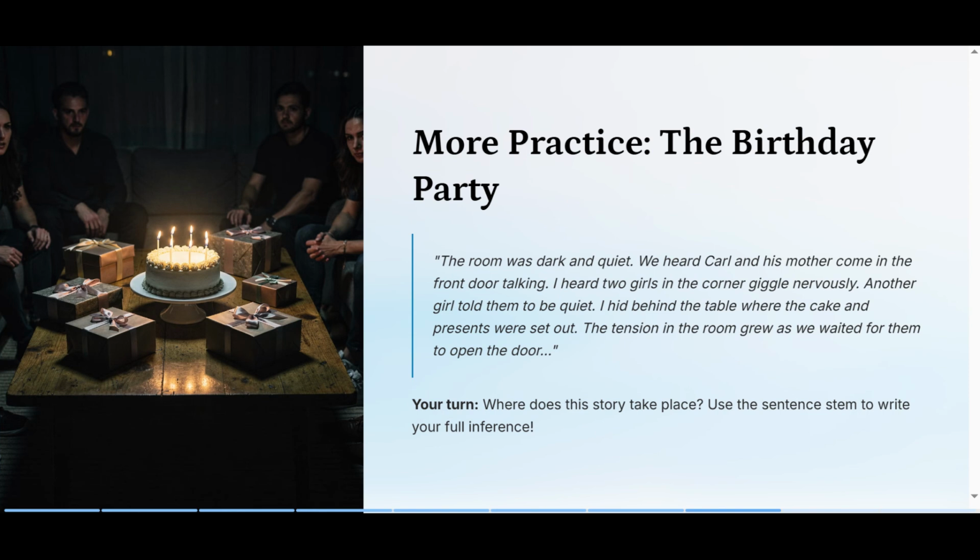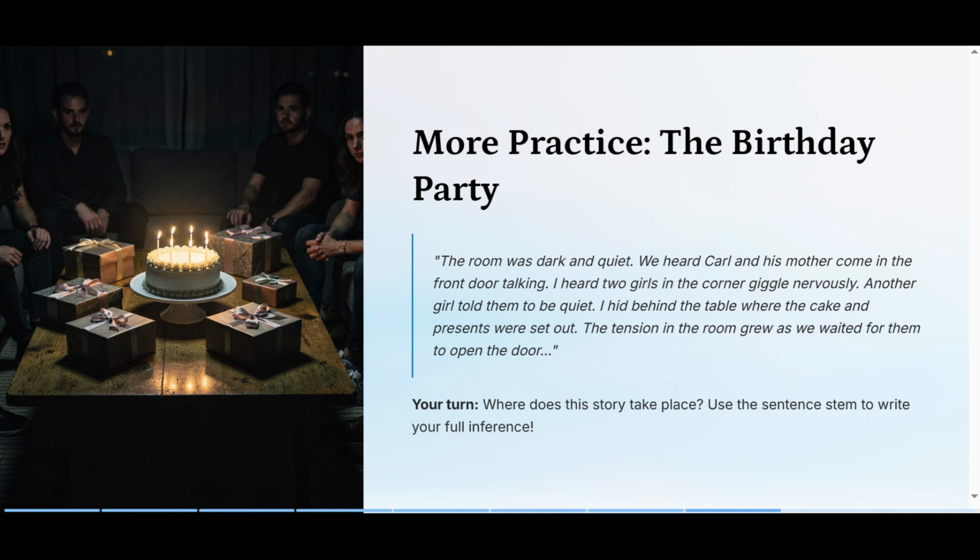Here's more practice for you. This passage is called The Birthday Party. The room was dark and quiet. We heard Carl and his mother come in the front door talking. I heard two girls in the corner giggle nervously. Another girl told them to be quiet. I hid behind the table where the cake and presents were set out. The tension in the room grew as we waited for them to open the door.